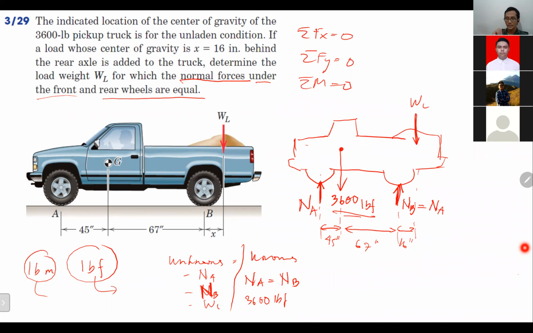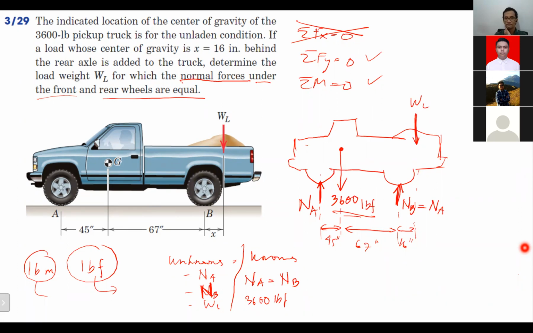Then after that, try to check whether any of these equations is not available for us. Which one do you think is not available to be used to solve this particular problem? Since there are no other external forces acting along the x-axis, I think sigma Fx equal to 0 is unavailable. Correct answer. So now we have two available equations: sigma Fy equals 0 and sigma moment equals 0. Which one do you want to use first?